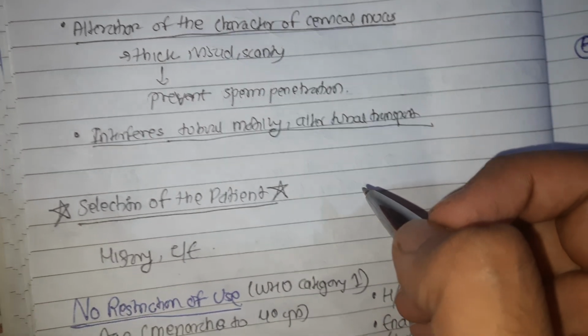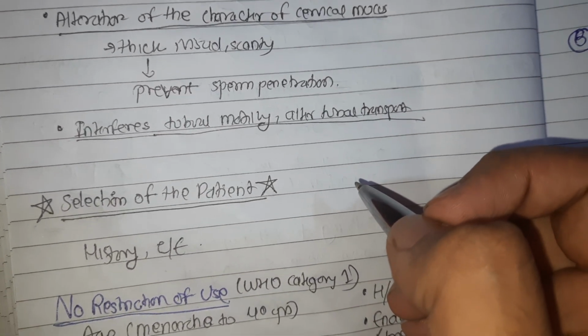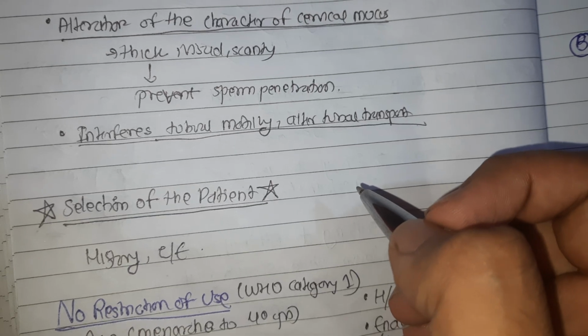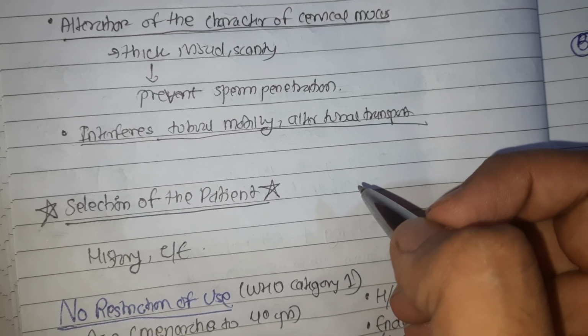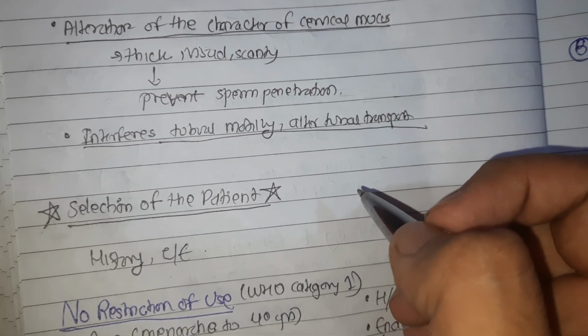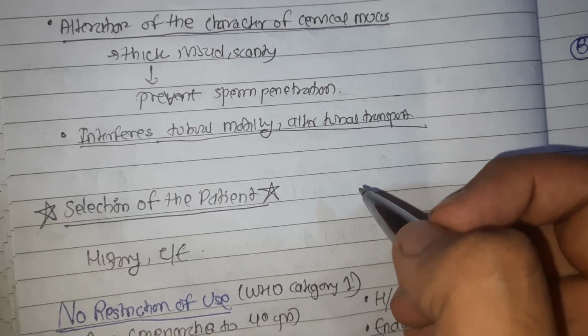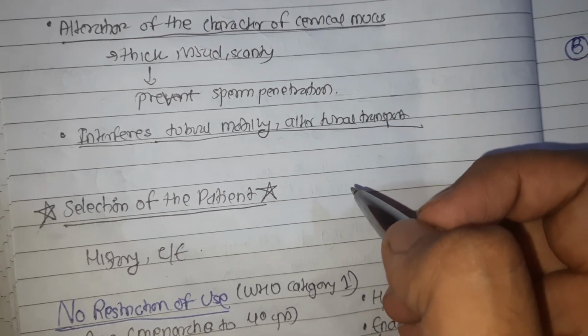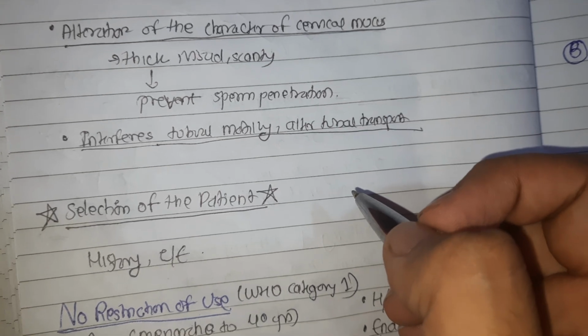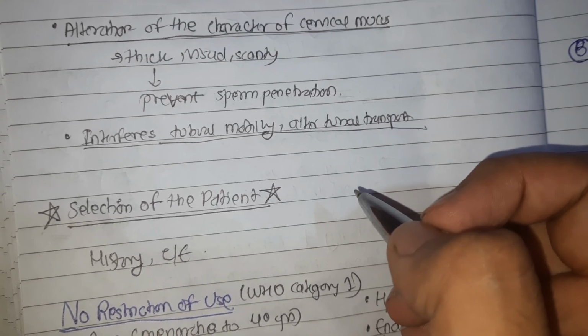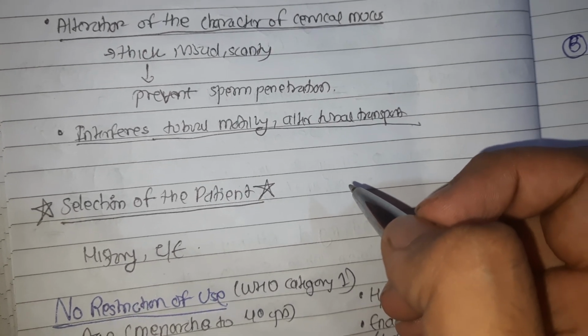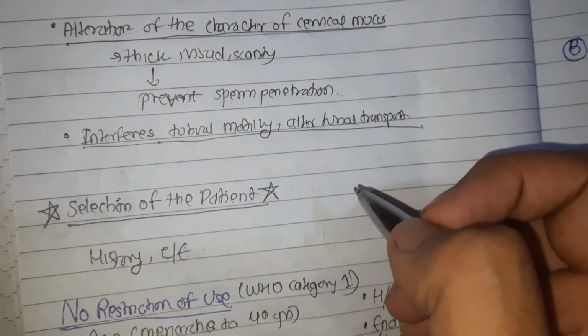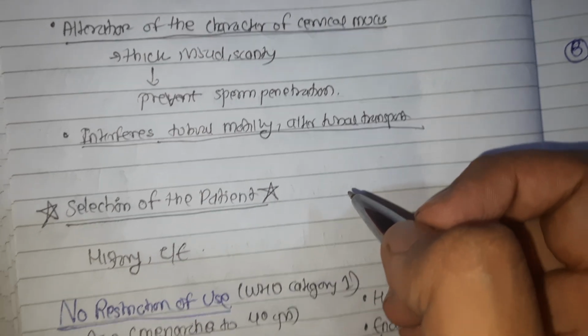Thus, any woman of reproductive age group without any systemic disease and without any contraindication is a suitable candidate for combined pill therapy. The growth and development of pubertal and sexually active girls are not affected by use of the pill.